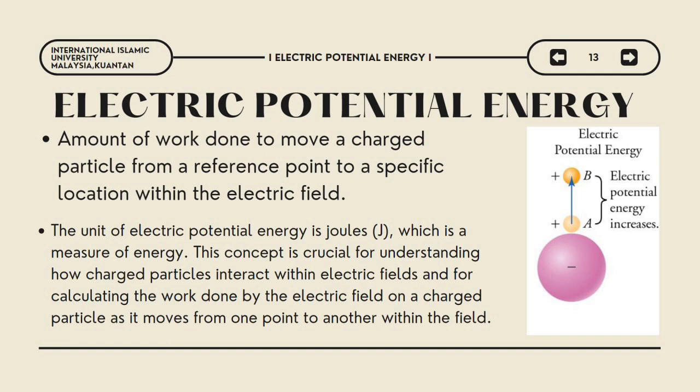The last content of this video is about the electric potential energy. Electric potential energy is the amount of work done to move a charged particle from a reference point to a specific location within the electric field. The unit of electric potential energy is the joule, which is a measure of energy. This concept is crucial for understanding how charged particles interact within electric fields and for calculating the work done by the electric field on a charged particle as it moves from one point to another within the field.